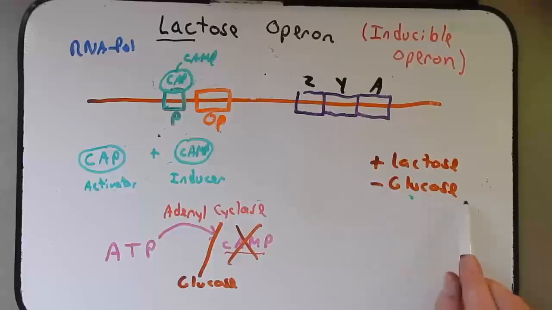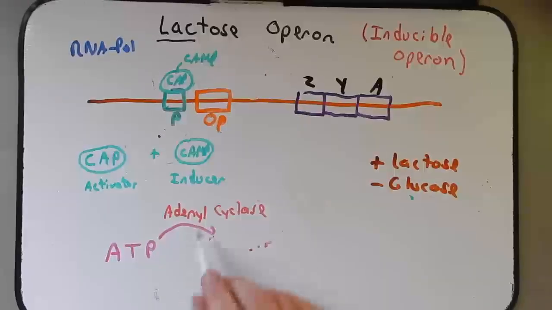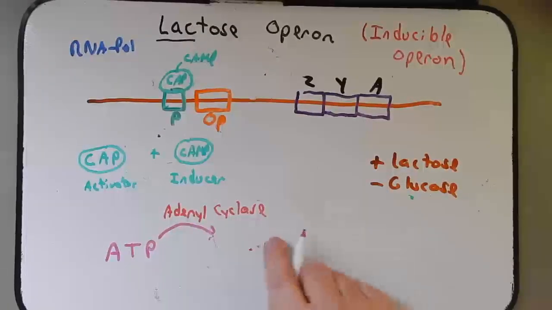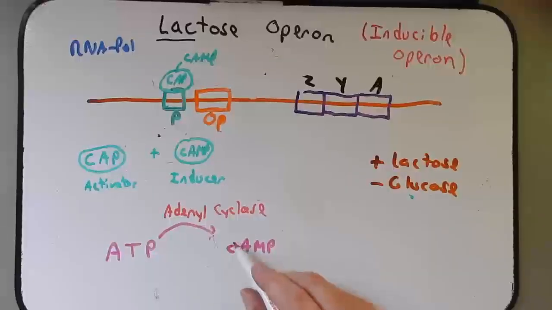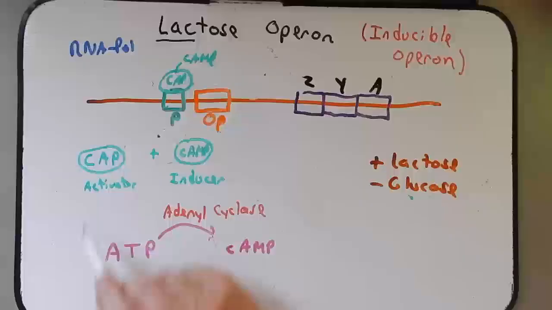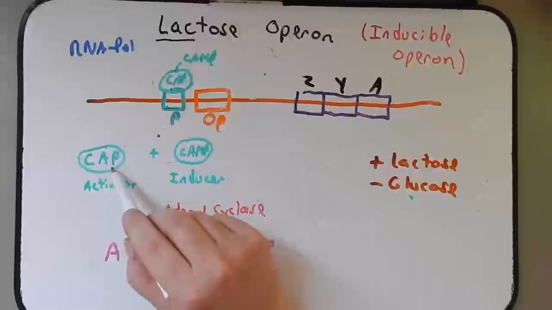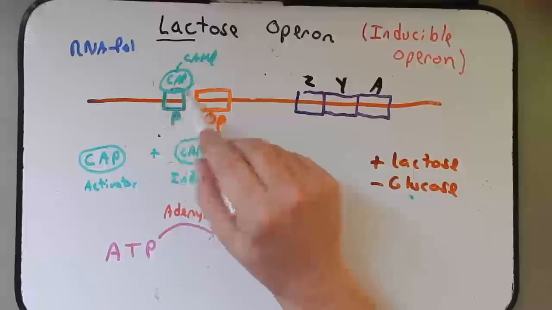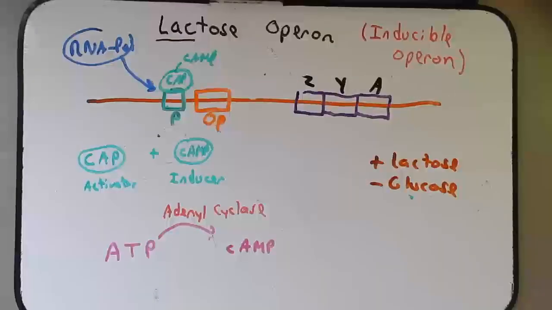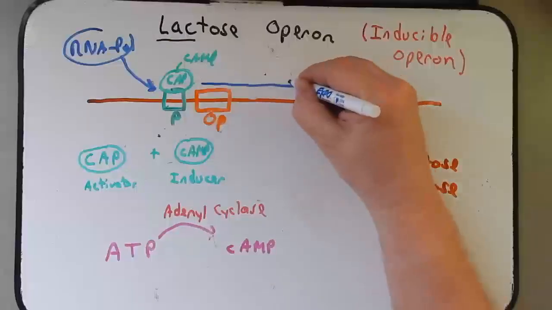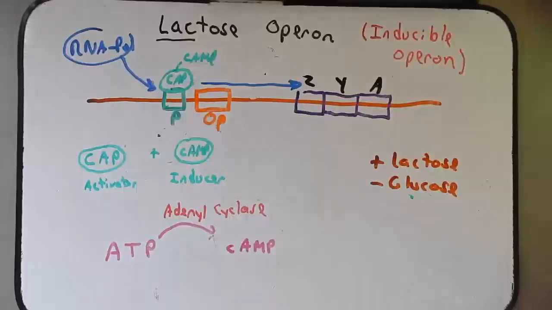When we lose glucose from the cell, meaning it's been all consumed, so there's no more glucose left, we can get rid of this here. And now adenyl cyclase is no longer inhibited. So now we can once again make cyclic AMP. When cyclic AMP is made, it will bind to CAP. Once it binds to CAP, the CAP with cyclic AMP will bind to the promoter, recruiting RNA polymerase right here to begin to transcribe these genes, Z, Y, and A.